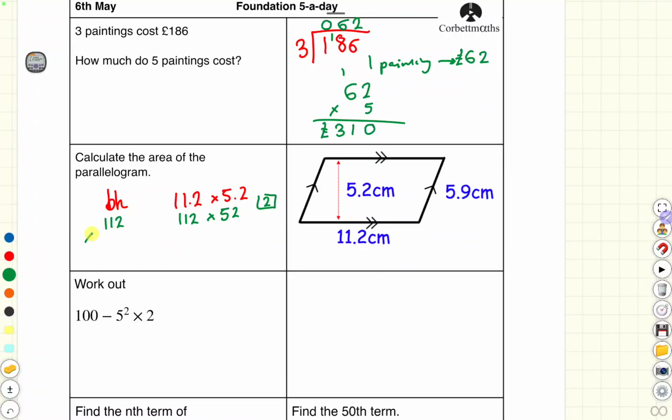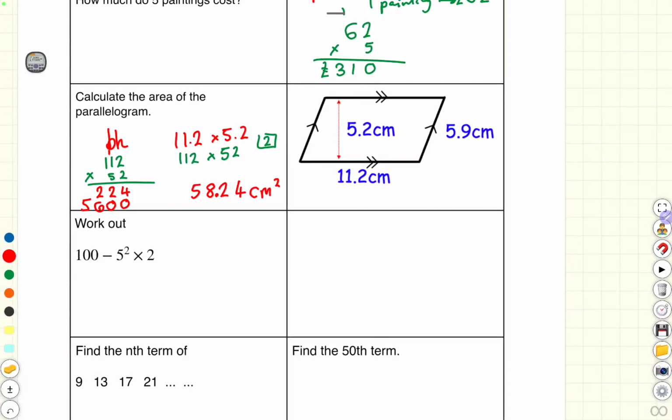So 112 times by 52. So let's do this maths now. 2 times 2 is 4. 2 times 1 is 2. 2 times 1 is 2. I'm now multiplying by a 10, so I'll put a 0. 5 times 2 is 10. Carry 1. 5 times 1 is 5, plus the 1 is 6, and 5 times 1 is 5. So overall I get a 4 at the end, a 2, 2 plus 6 is 8, and a 5. Now I need to put my decimal point back in, so I start at the end and I go 1, 2 places back, and that's going to be centimetres squared because it was an area.